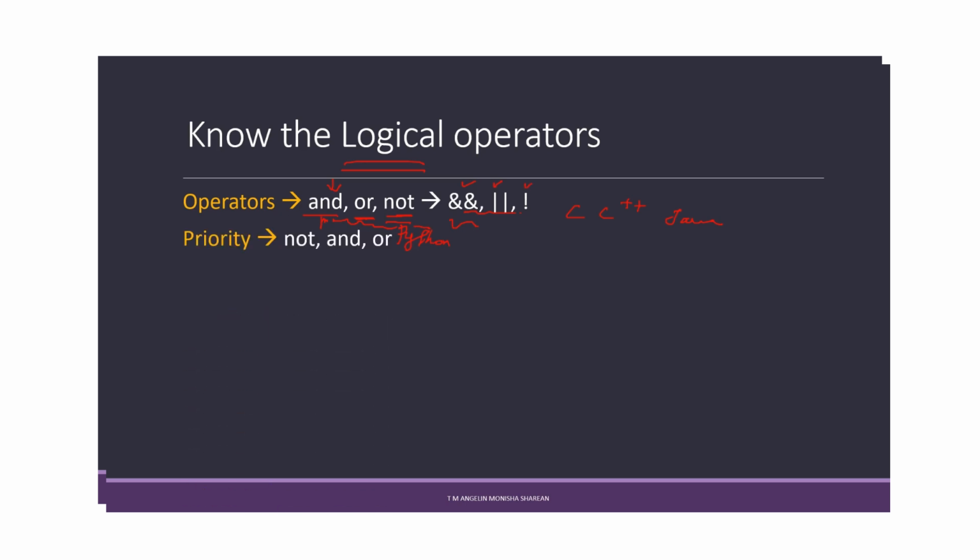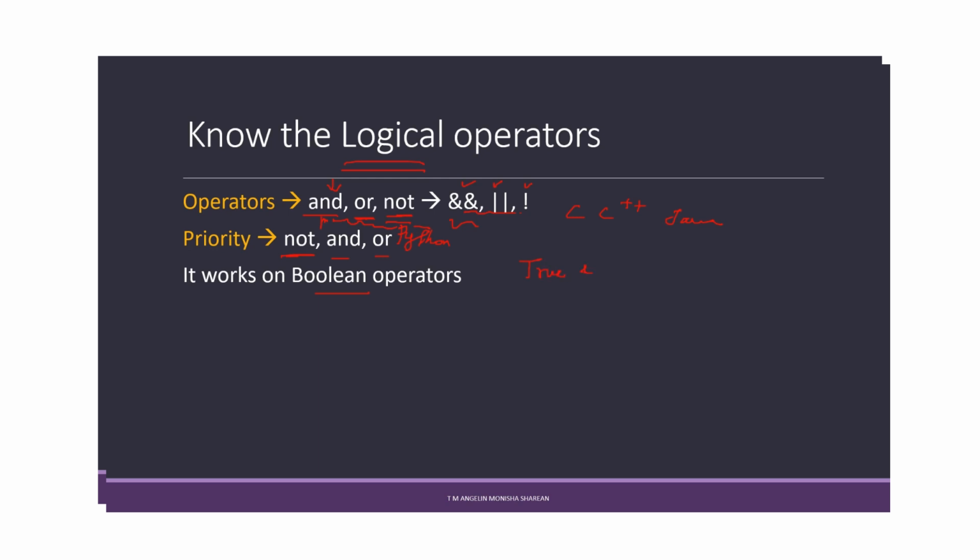Now we can see the priority of the logical operators. The first priority goes to not, followed by and, then or. These operators work on Boolean values, or we can say Boolean operators in Python.